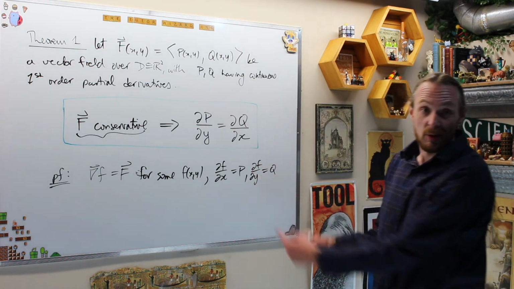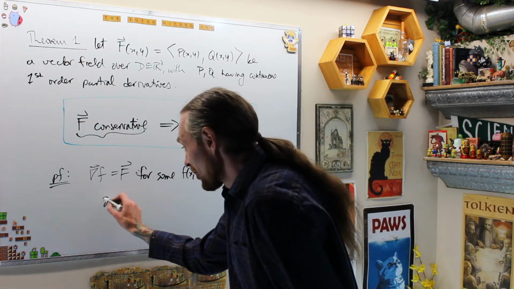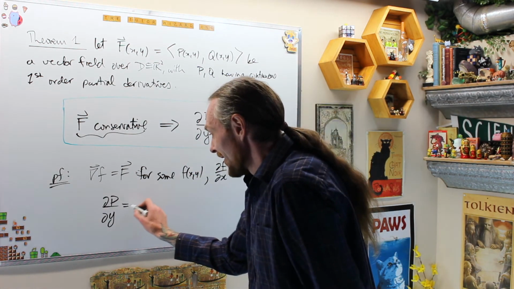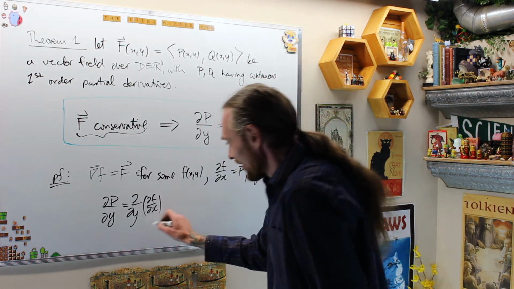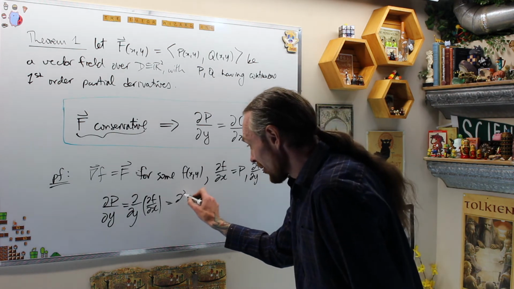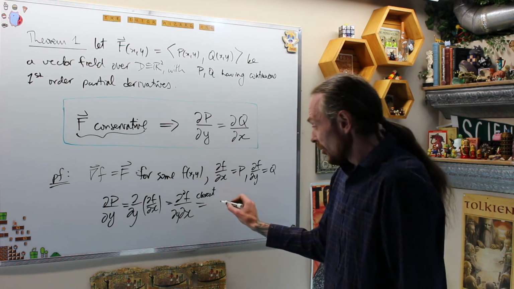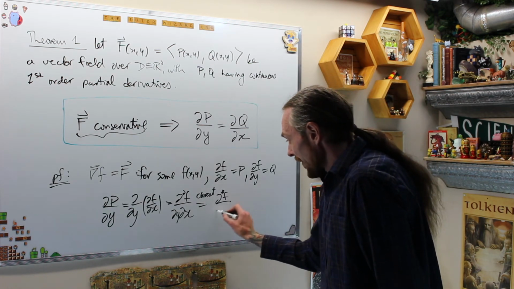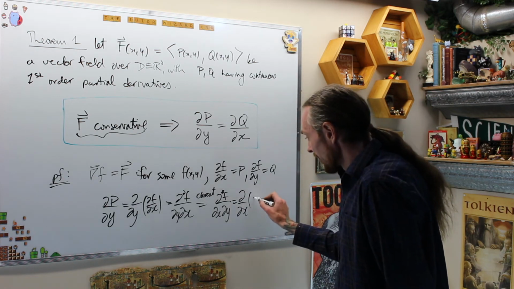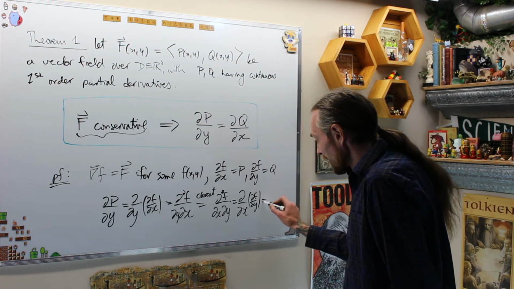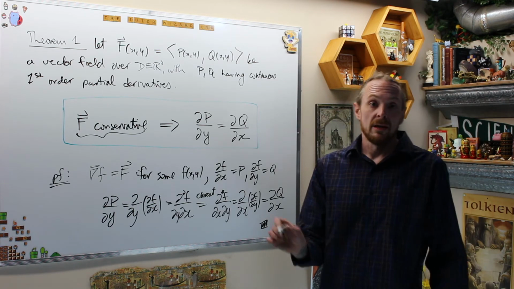Now take the derivative of those. By Clairaut's theorem, these are going to be equal to each other. So the partial of P with respect to y is equal to the partial of f with respect to x, with respect to y, which is equal to the second partial of f, partial y, partial x, which by Clairaut is equal to the second partial of f, partial x, partial y, which is the partial with respect to x of the partial of f with respect to y, which is the partial of Q with respect to x. QED. Thank you, Clairaut.